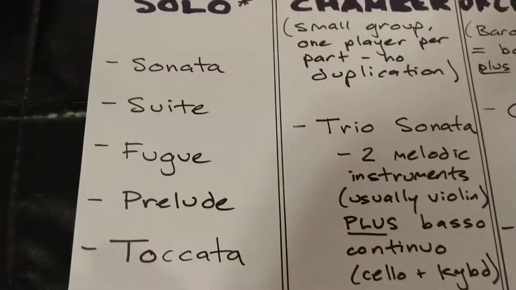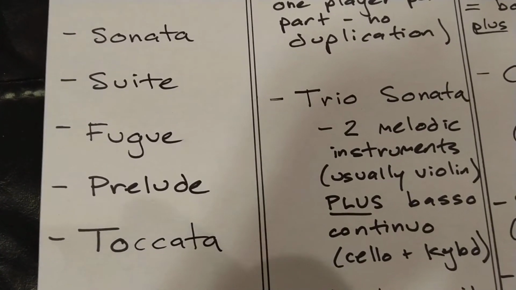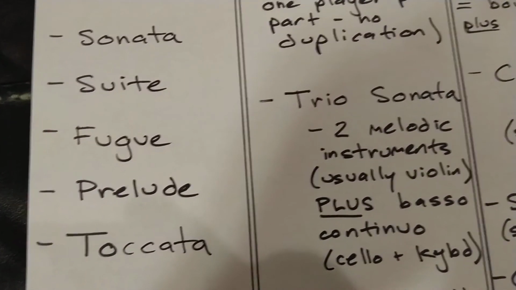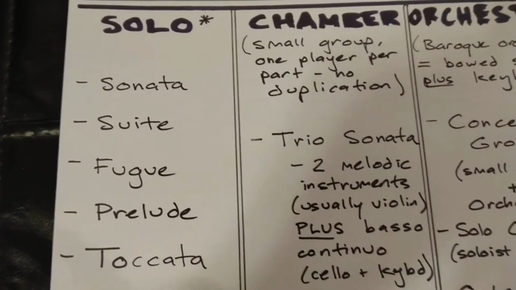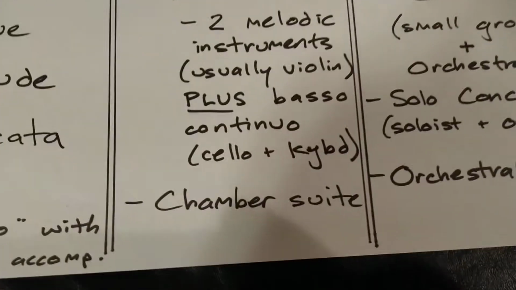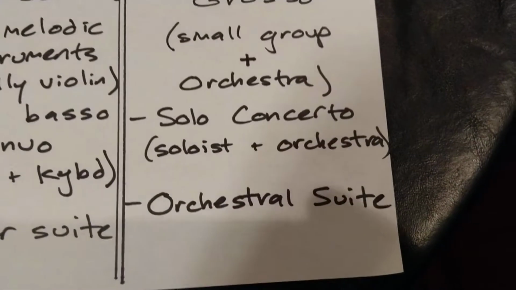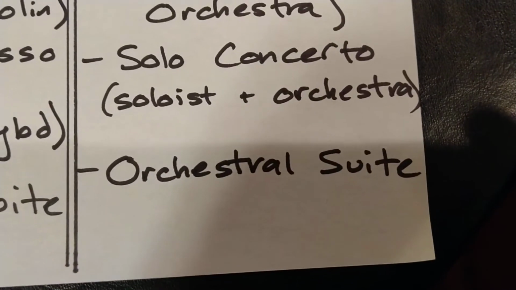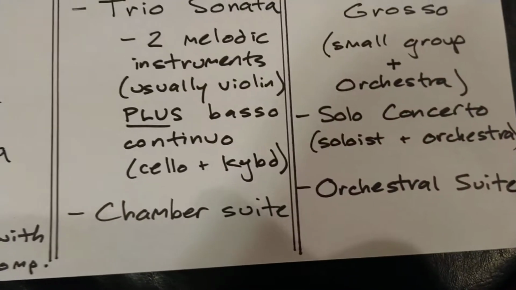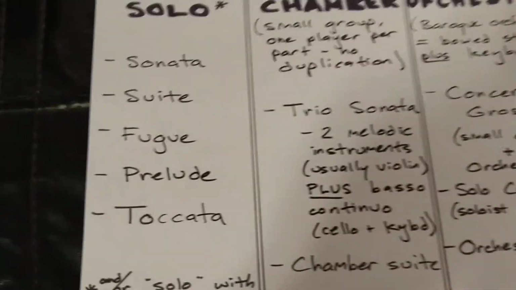Okay, so we have the sonata. We'll talk more about sonatas a little bit later. I'm just giving a general overview today. So sonata just means an instrumental piece. A suite, and there's actually more than one type of suite. You could have a suite for a solo instrument. You could have a suite for a small group, what we call a chamber suite. And you could also have an orchestral suite, a suite that is played by an orchestra. So a suite is not a piece that is particular to any specific performing medium.